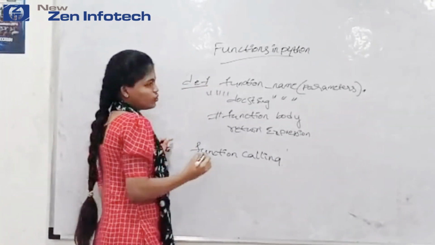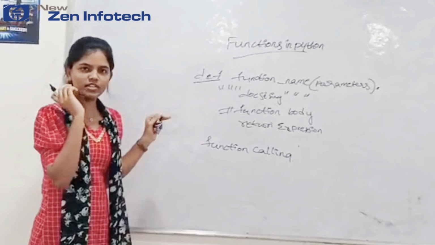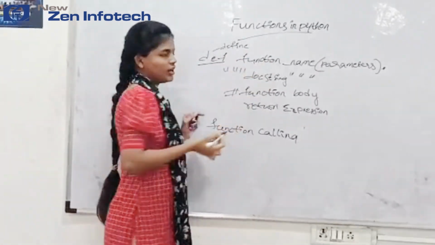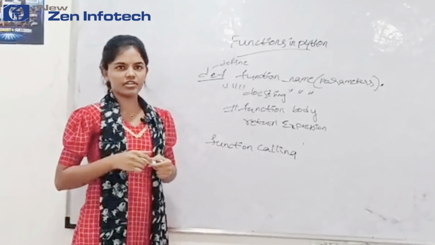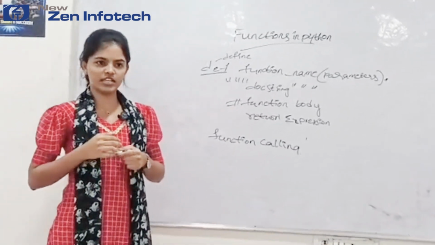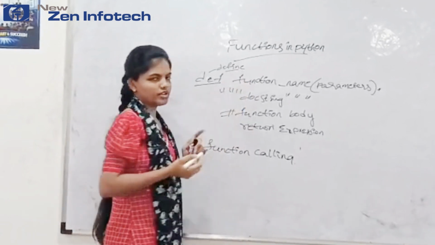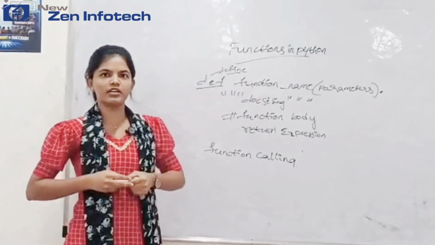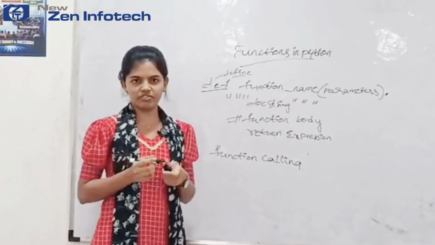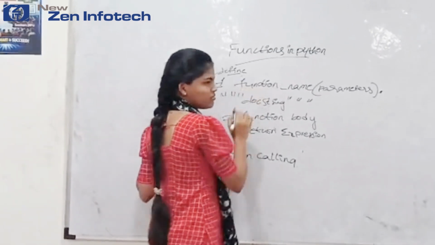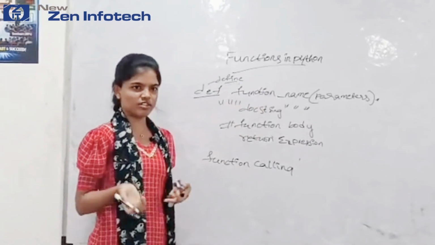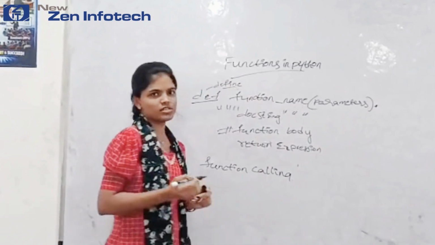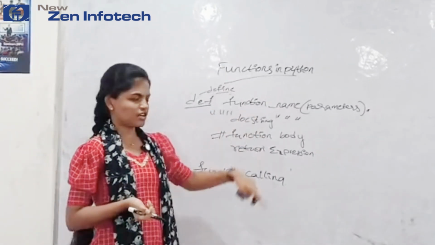First we use def. def is a keyword which means define. Usually in Python, functions are declared by using the def keyword. By using def, user-defined functions can be created. The function name can be of our choice. Parameters are variables written inside the function parentheses.